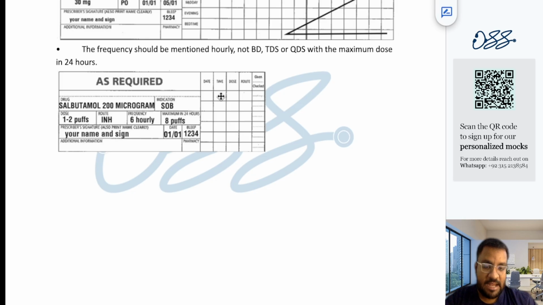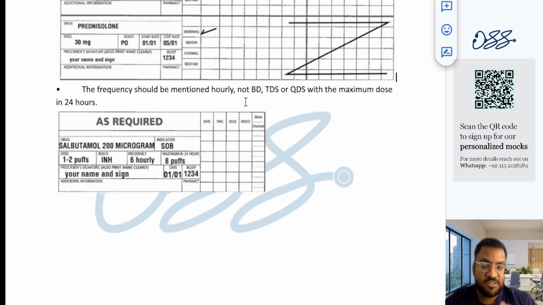Other than that, in the as required section, you would not have a date and specific time that you need to take, you would just have to mention the frequency. As you can see, over here it's the frequency that is mentioned. So in the as required section, do not mention BD, TDS, OD, QDS. It is as required. You just need to say at how many hours it can be repeated. For example, we know that paracetamol needs to be repeated in 8 hours, and it can only be given TDS. So I'm not going to write TDS, I'm going to write 8 hourly.